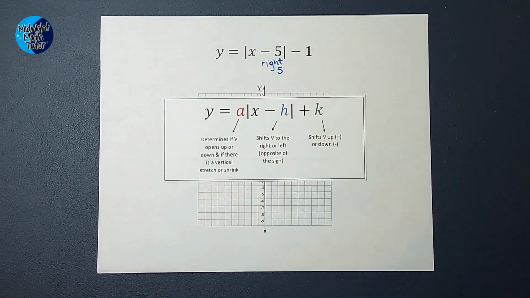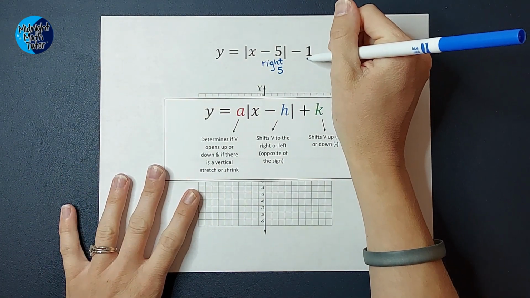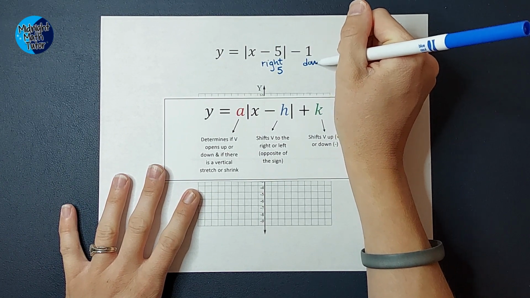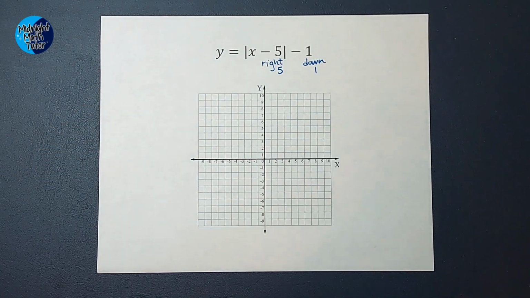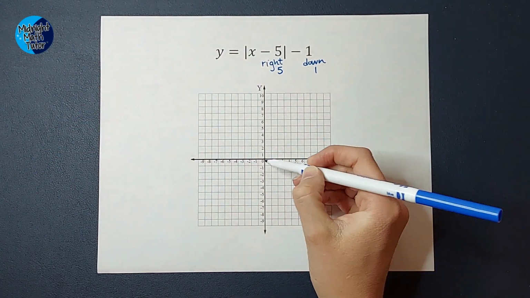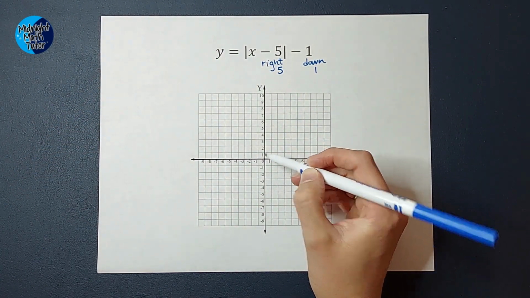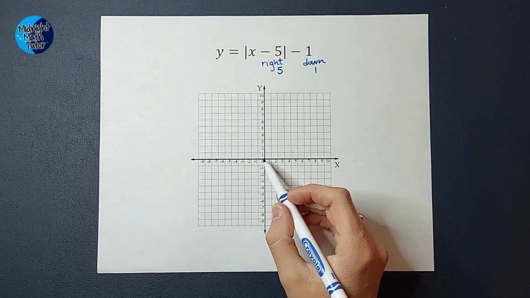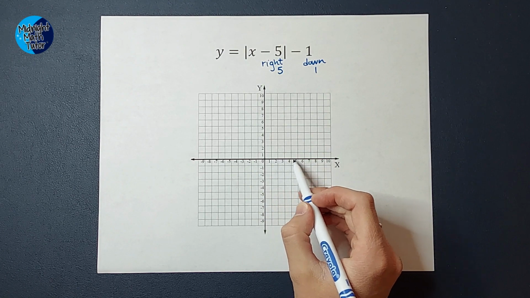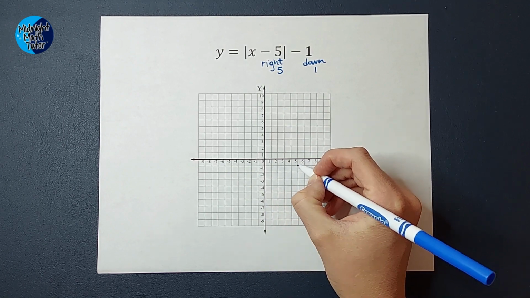And then the one on the back tells me up and down, and we stick with the sign on this one. So we are going to go down 1, okay? Oh, down 1. There we go. Okay, so my parent graph started at 0, 0, right? But this one, we're going to shift to the right 5 and down 1. So I'm going to go 1, 2, 3, 4, 5, down 1. That is my new vertex, okay?